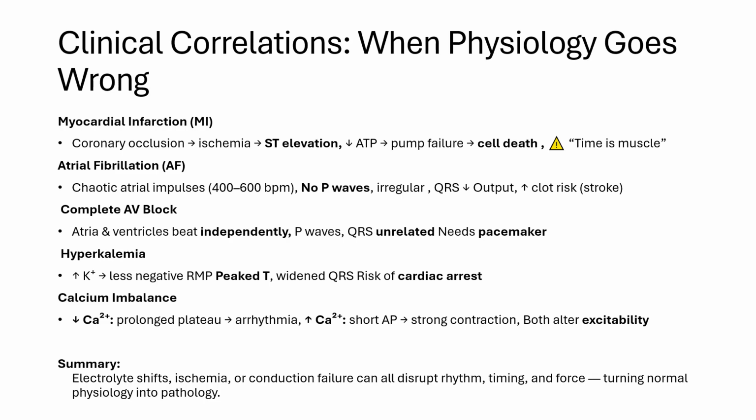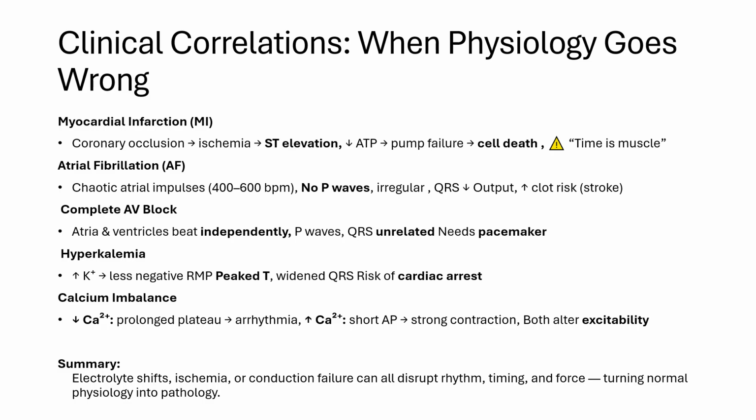Here's a quick look at what happens when cardiac physiology breaks its rhythm. In myocardial infarction, blood flow stops, cells starve, and ST elevation marks electrical injury. Every second counts because time is muscle. Atrial fibrillation turns the atria chaotic, hundreds of impulses, no P waves, irregular beats, and poor emptying that invites clots. In complete AV block, the atria and ventricles lose communication. Two rhythms run separately, and only a pacemaker can restore order.